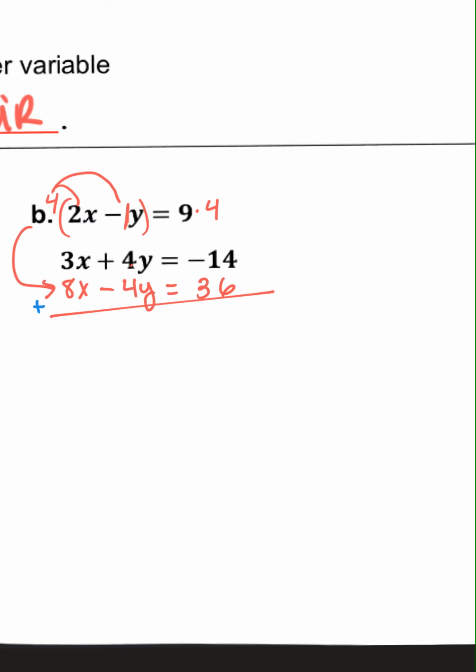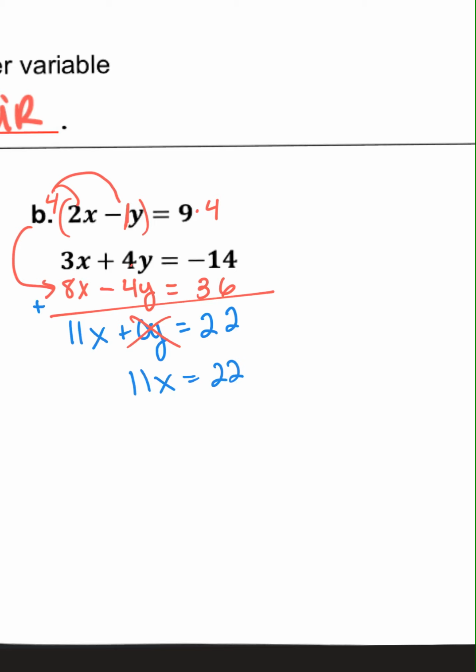So I get 8, 9, 10, 11, so 11x. These 4y's are going to give me 0y. And then that's going to be 6 minus 4 is 2, and 3 minus 1 is 2, so 22. 0y is nothing, goes away. So we're left with 11x equals 22.